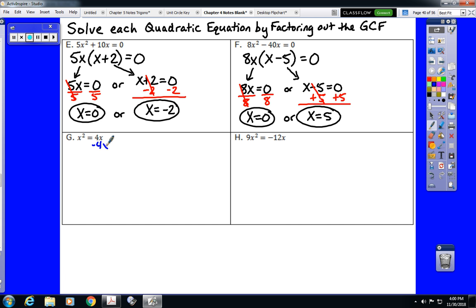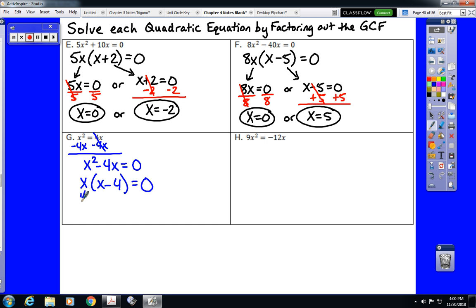So we would subtract 4x from each side. Keep in mind that these can't actually be combined. That would turn this into x squared minus 4x equals 0. Now it's exactly like the ones we did up above. We're going to factor out the greatest common factor, which would be x, and leave us with x minus 4.